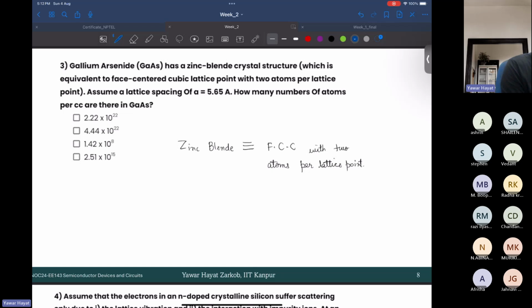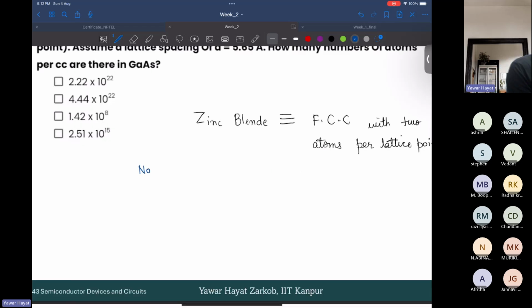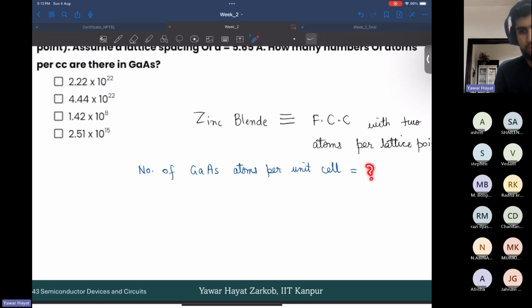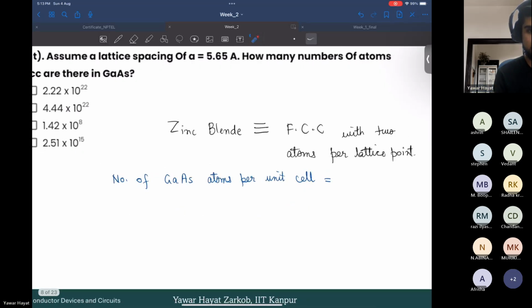See, this is what I'm trying to ask you all. Number of gallium arsenide atoms per unit cell. What is this? Let's move step by step. If you cannot answer the whole question, just answer this much. How many gallium arsenide atoms should be per unit cell if we know that it takes a zinc blende structure, right? Which is equivalent to an FCC with 2 atoms per lattice point.